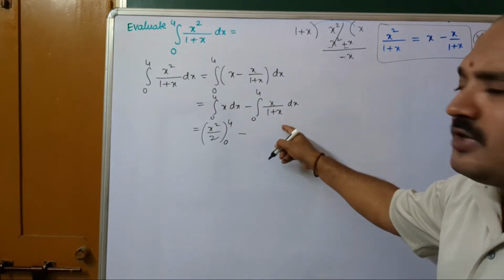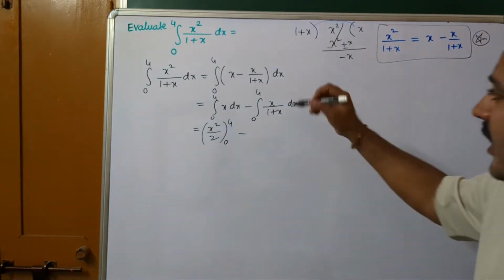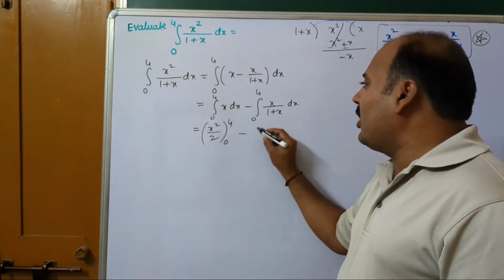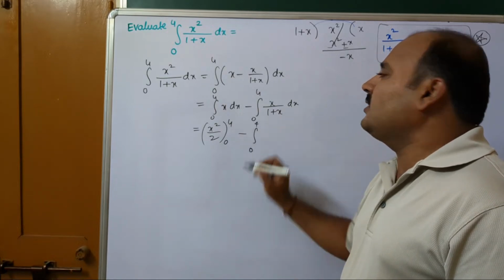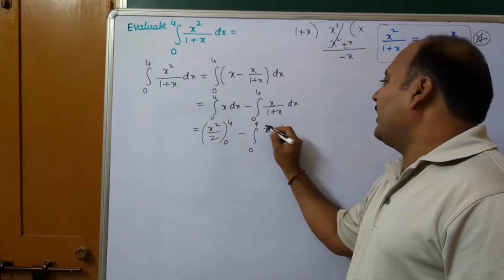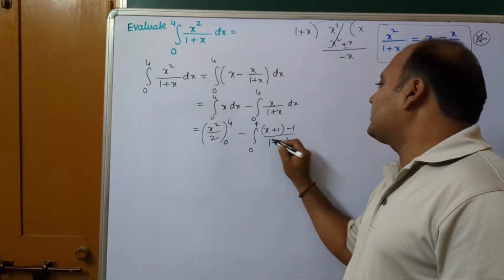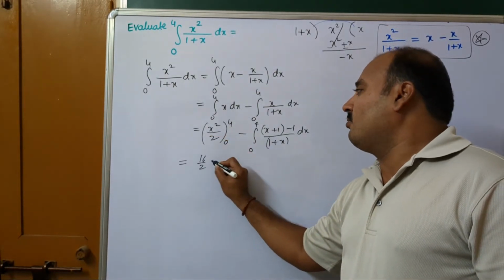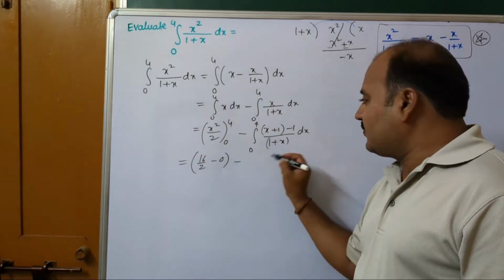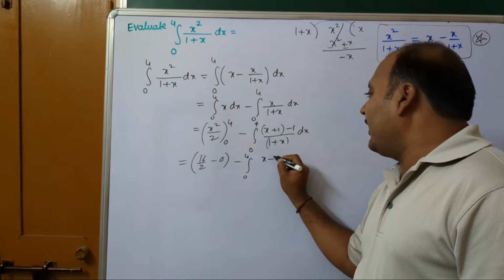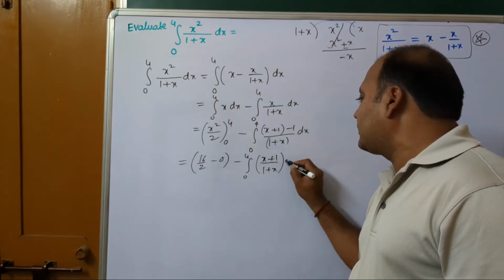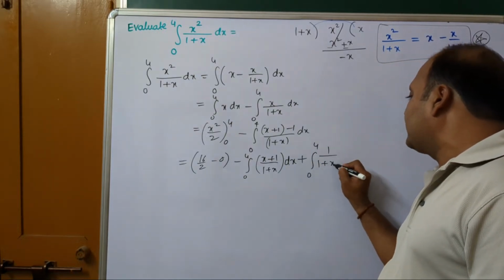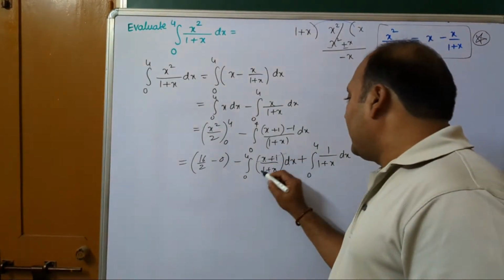Minus, when you come to this question, again it is an improper fraction. Numerator x degree 1, denominator x degree also 1. So numerator in terms of denominator you have to convert by adding and subtracting 1 to the numerator. x plus 1 minus 1 by 1 plus x into dx. So x is equal to 4, upper limit 4 square, 16 by 2 minus 0 minus, we can split into terms, 0 to 4 x plus 1 by 1 plus x into dx. Minus into minus plus, integral 0 to 4 1 by 1 plus x into dx. So these two will be cancelled.